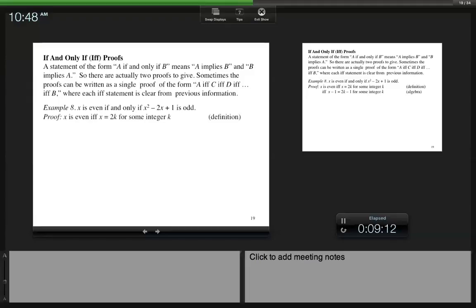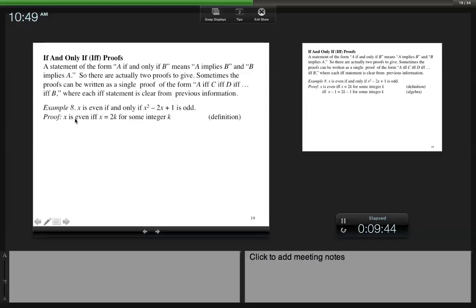Here's an example. Let's say somebody makes a statement: x is even if and only if x squared minus 2 times x plus 1 is odd. You have to show that if x is even, then this is odd. And then also you have to show that if x squared minus 2 times x plus 1 is odd, then x is even. So that's one way.